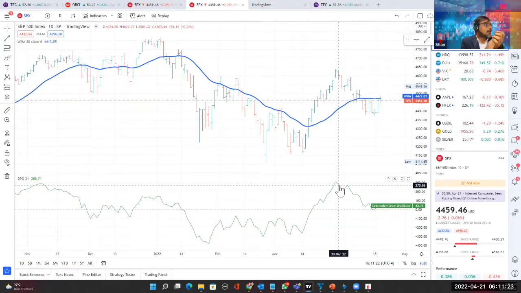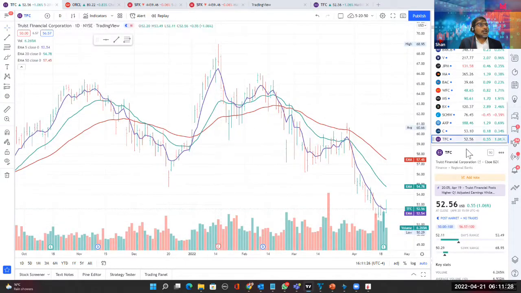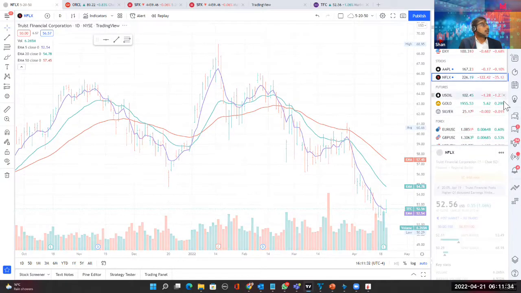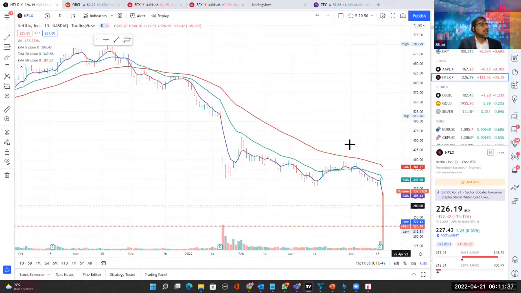And if you compare with the price of Netflix, if I go to Netflix quickly, you can see the price was almost a high of 700 in the month of November. Even in November, it was 700, and today it is 226 or something. Yeah, 226. So that is a massive drop. Lost two thirds of the value, you can say.